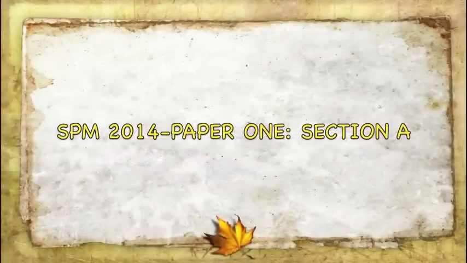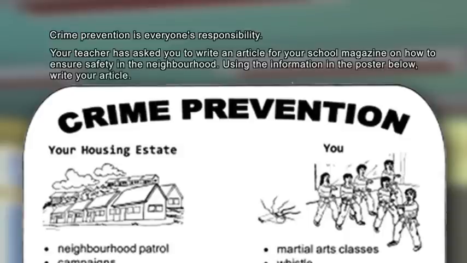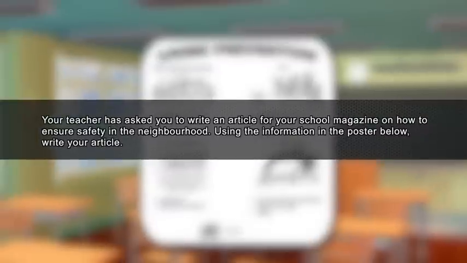For example, let's look at Paper 1, Section A in 2014. Crime prevention is everyone's responsibility. Your teacher has asked you to write an article for your school magazine on how to ensure safety in the neighborhood. Using the information in the poster below, write your article. So what can we understand from this question? From the line, write your article, we know that you are required to write an article.